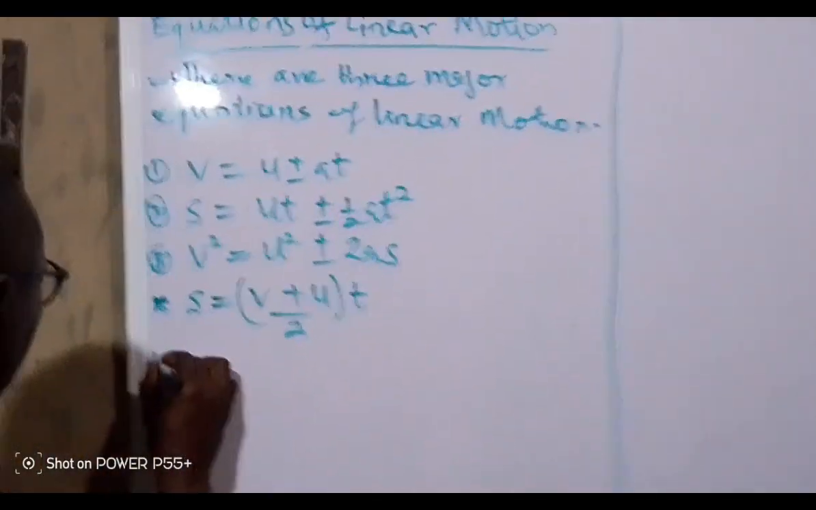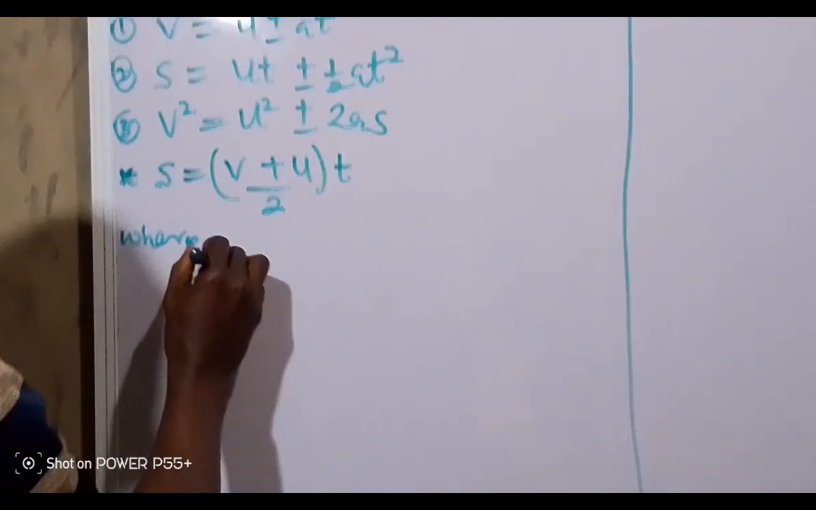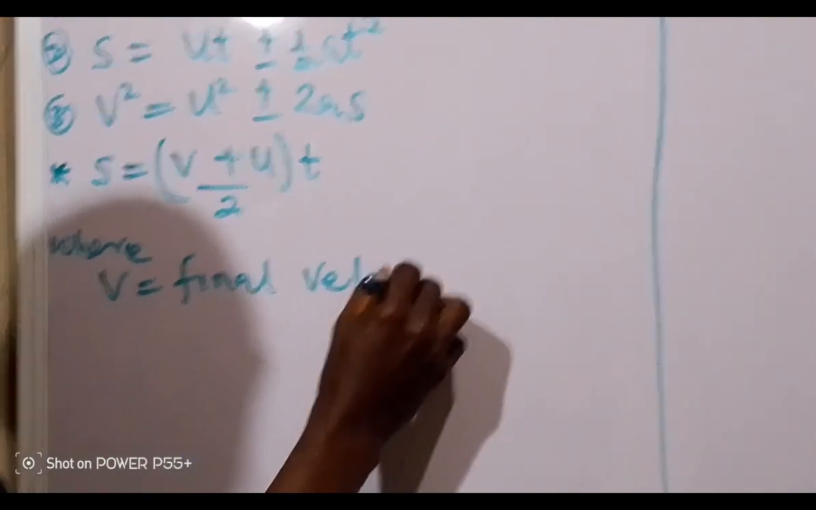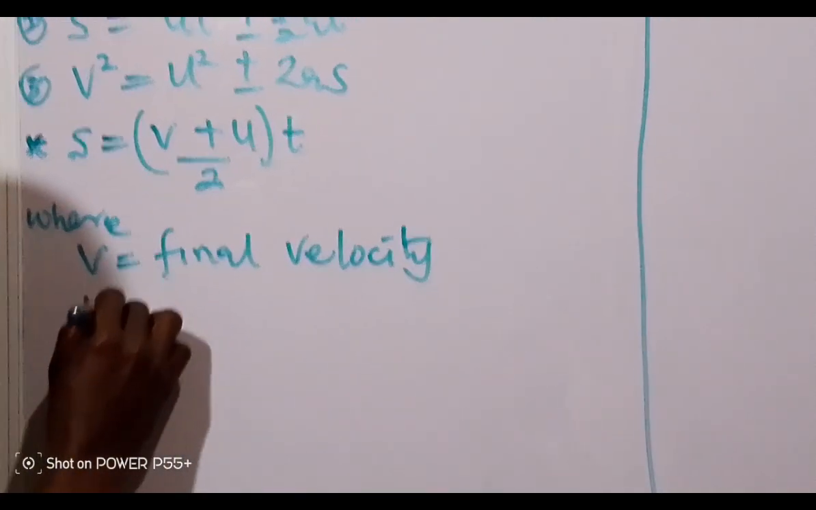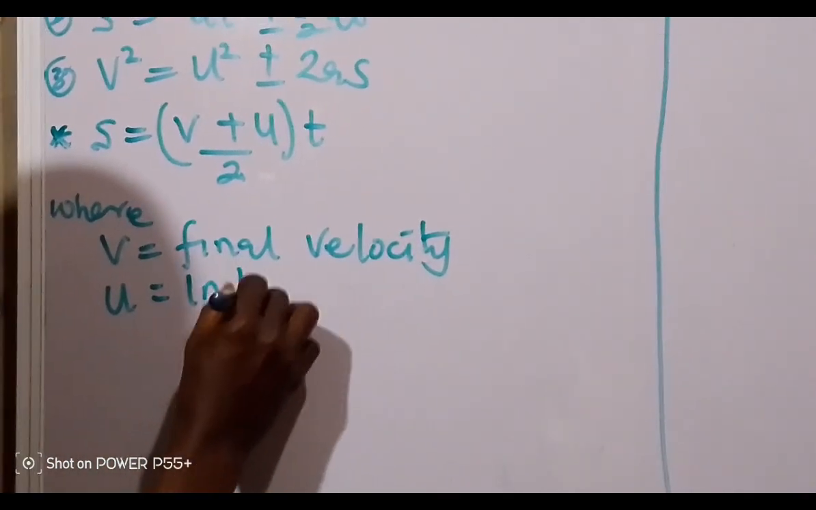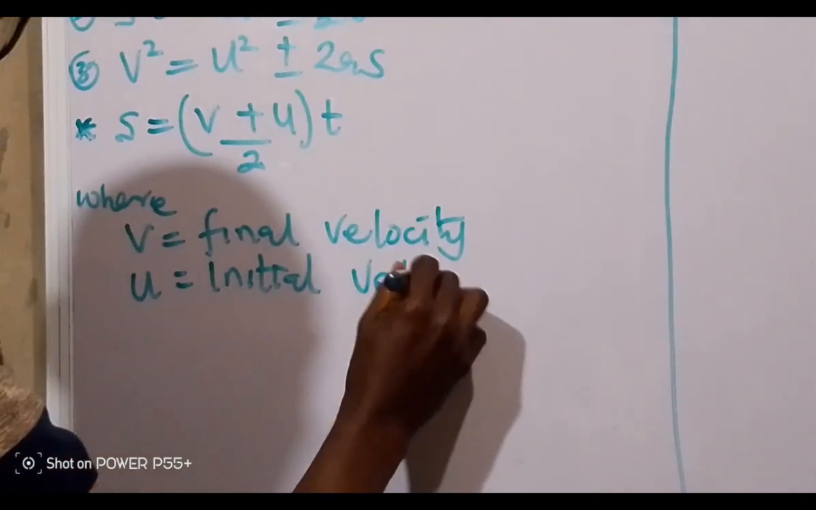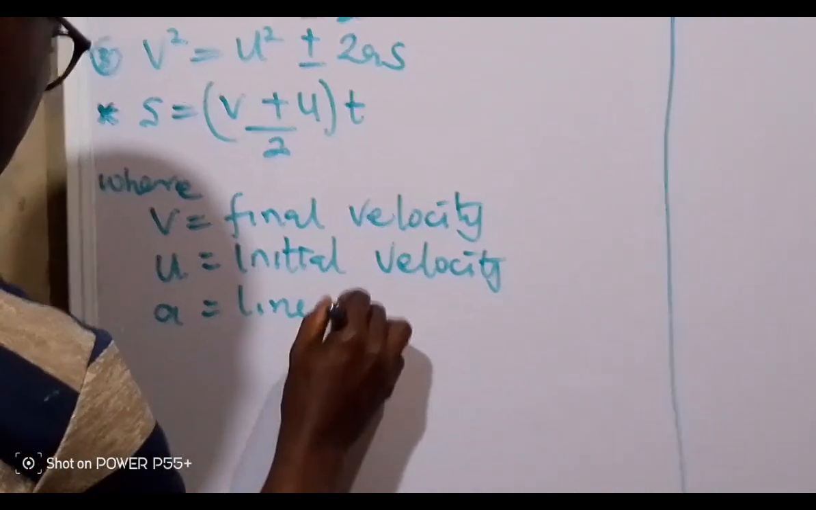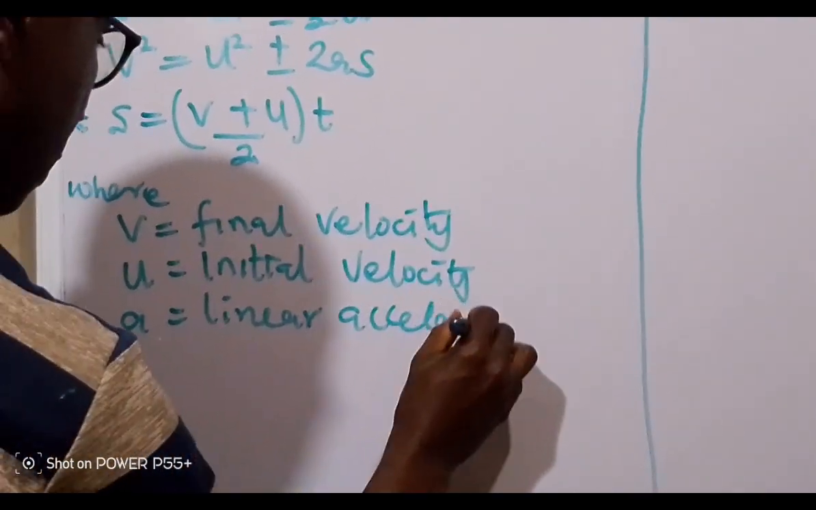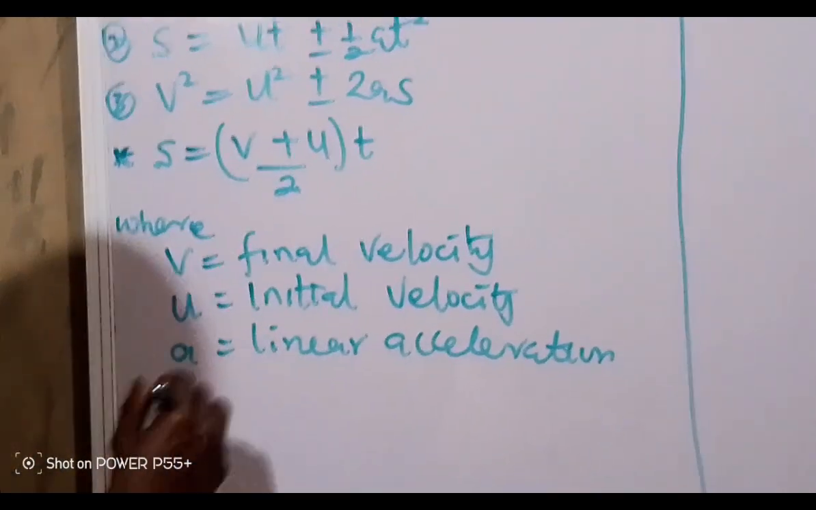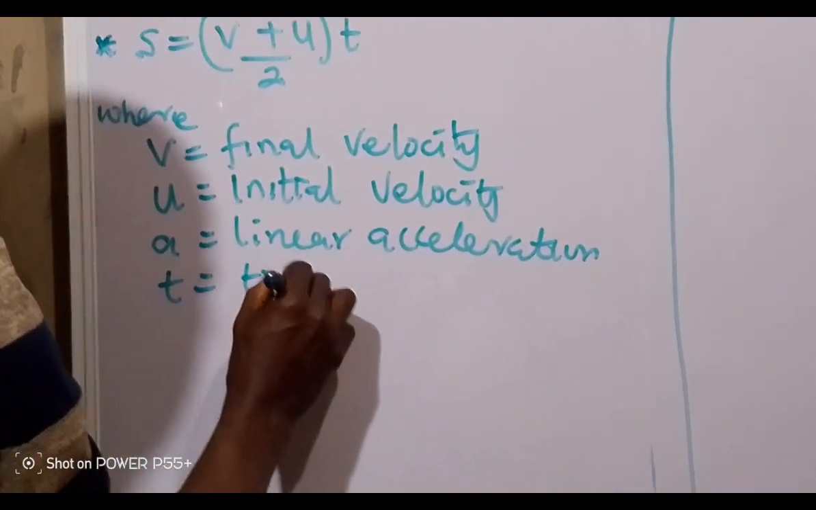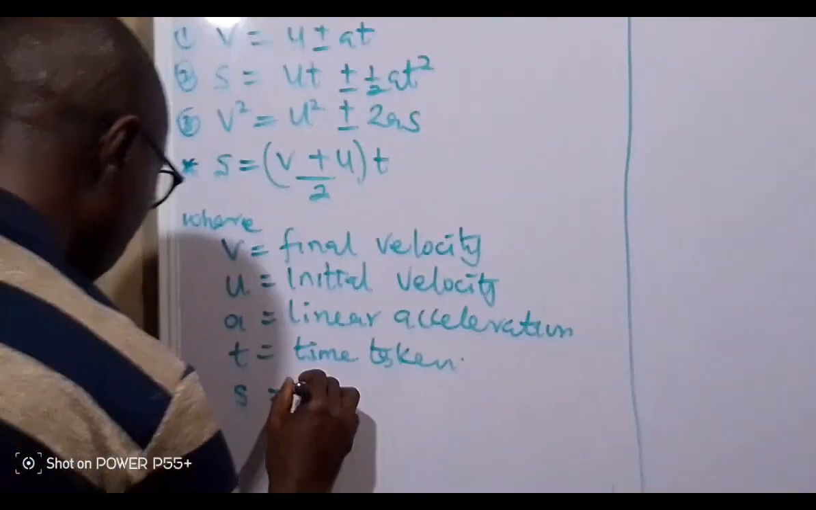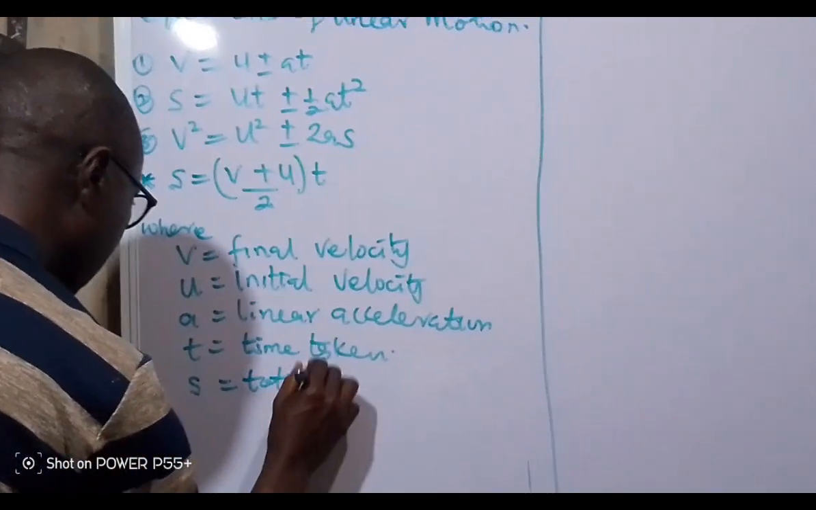Now, where V is equal to final velocity or speed, U is equal to initial velocity, A is linear acceleration, T is time taken, and S is equal to total distance.